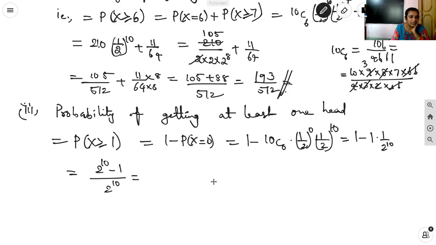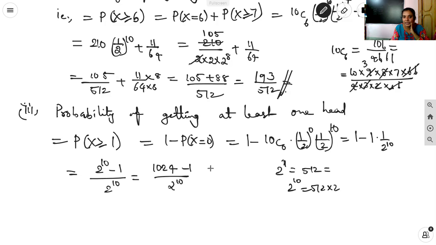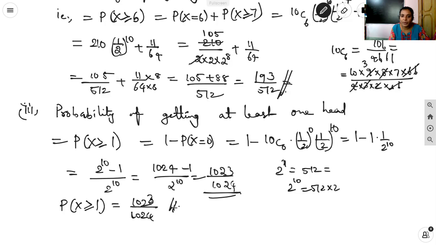2 power 10 is equal to, 2 power 9 is 512, 2 power 10 is 512 into 2, that is 1024. 2 power 10 minus 1 is 1023, so it's 1023 by 1024. This is the probability. Therefore, P of x greater than or equal to 1 is equal to 1023 by 1024. This is the probability for getting at least one head.